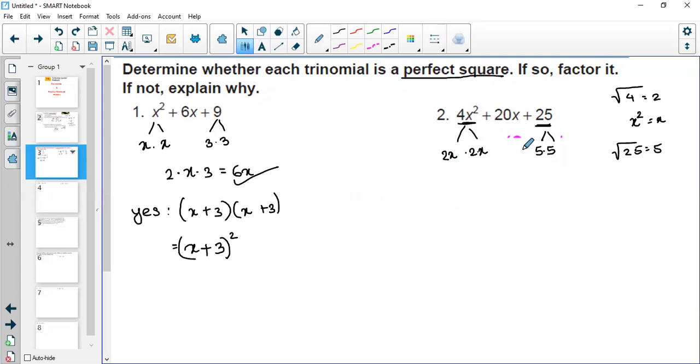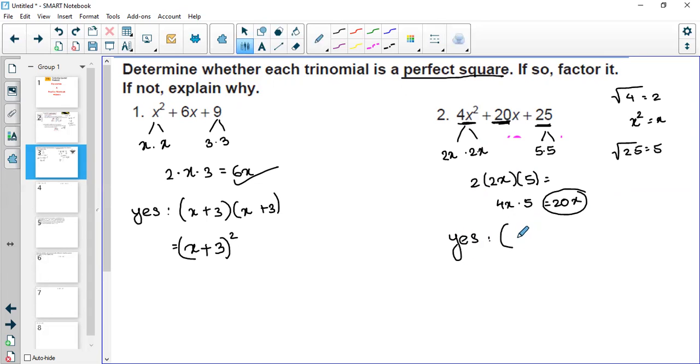Now, before you write the factorization, you need to check whether multiplying each of these terms by 2 results in the middle term. So 2 multiplied by 2x gives you 4x, and 4x multiplied by 5 gives you 20x, since 4 multiplied by 5 is 20, and then x. Which means that's the term in between, so we can factor this as a perfect square, so we say yes.